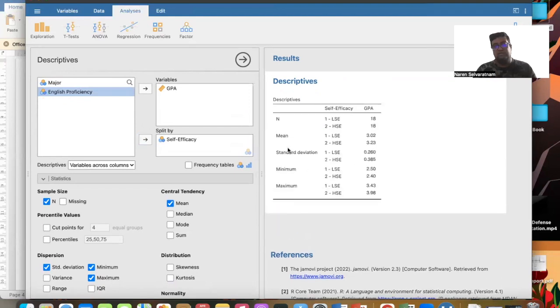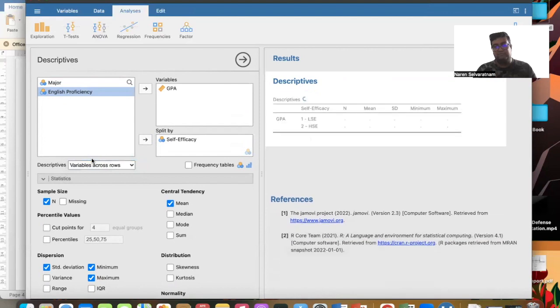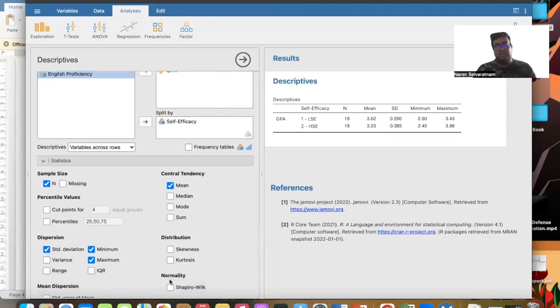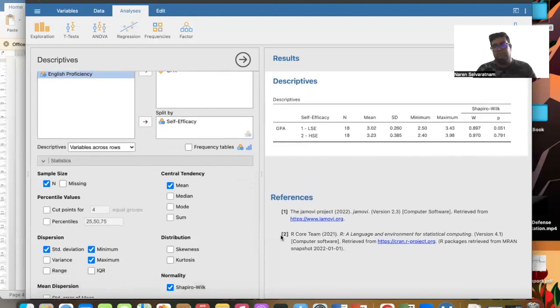If I do that, I can get all of this for self-efficacy as well. And I'm going to click here, variables across rows. See, now this would be very clean. Here also you can actually get Shapiro-Wilk for this. Now, see, it's not necessarily violating normality. Even for GPA, if you categorize GPA based on self-efficacy, still I think the data looks pretty okay. We have 18 individuals for lower self-efficacy, 18 for higher efficacy.